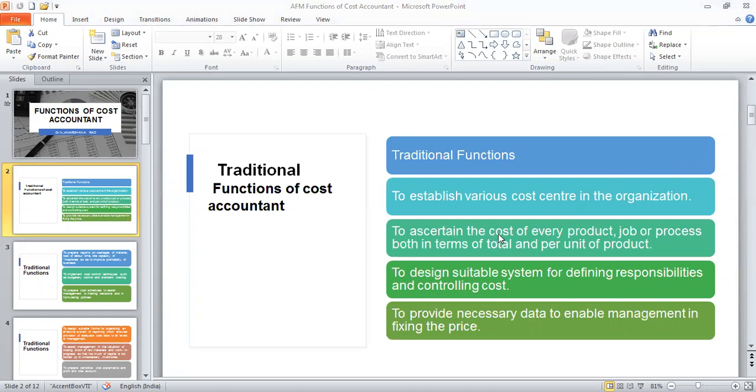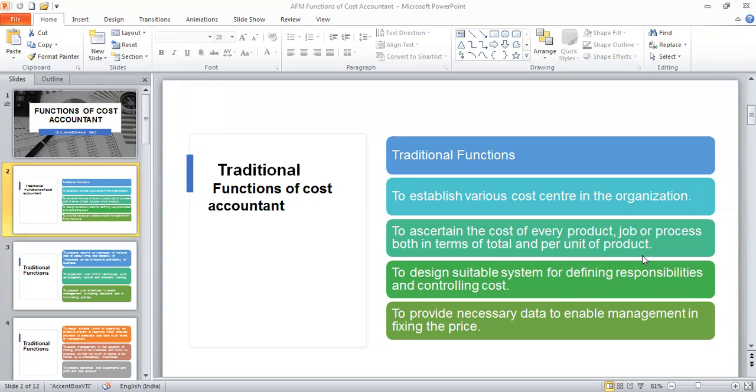The second traditional function of the cost accountant is to ascertain the cost of every product, job or process we are dealing with, both in terms of total and per unit of product. So what is the total cost we are incurring in terms of material, labor, and other overhead expenses? We have to calculate the total cost, and then divide the total cost incurred by the number of units produced, and we will get the per unit cost of the product. This is also a responsibility of the cost accountant.